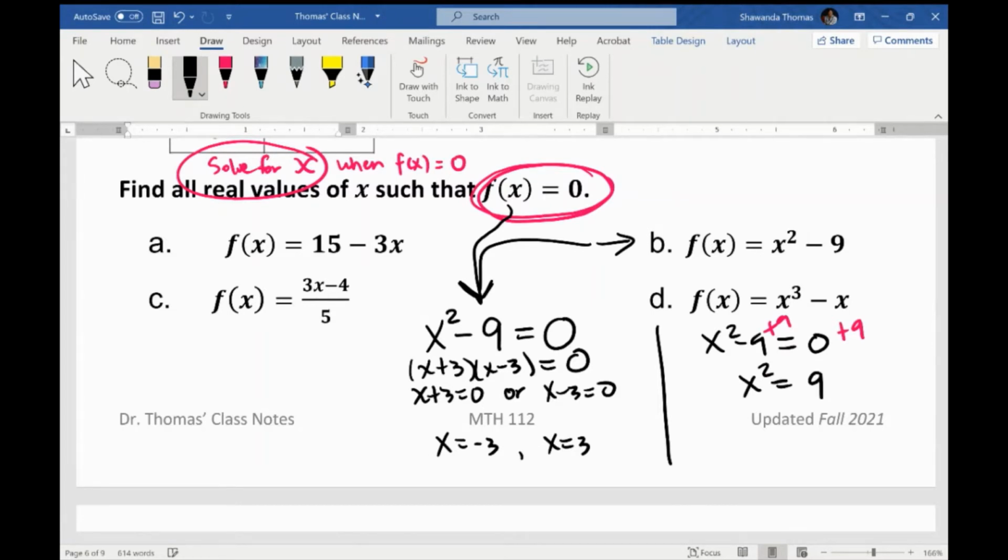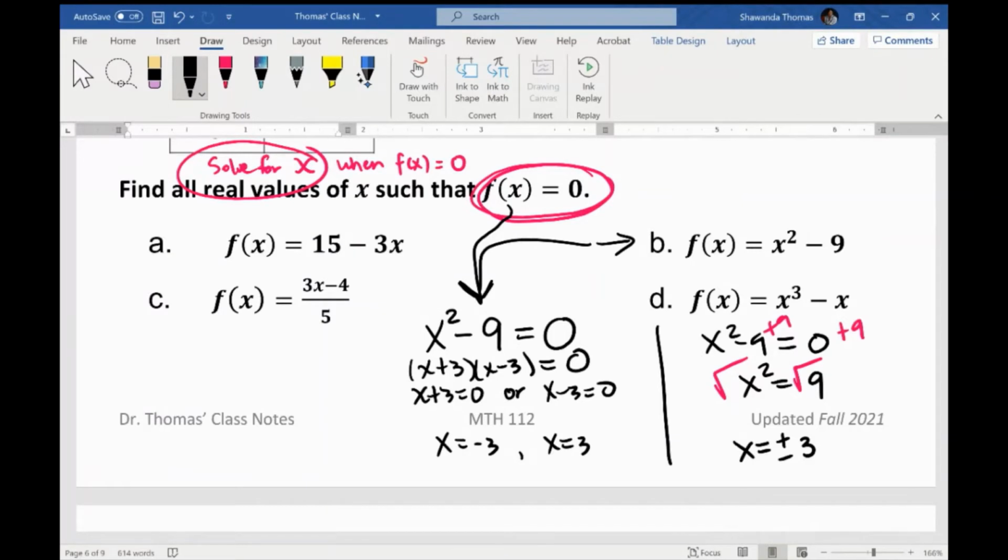What would you have to do at this point? You'll have to get the square root. And then what can't you forget though? You've got to put the plus and the minus with the 3. So those are 2 different answers.